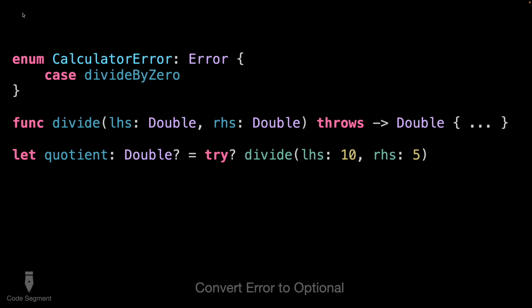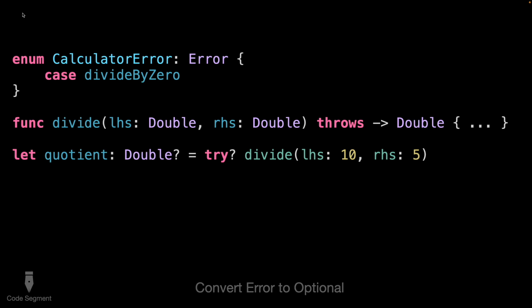So in this case, divide returns a double by default. But because it throws, we have to handle any errors it throws. So we can choose to call try question mark when we call the function, to say, hey, if this function throws, I don't really care about the error, just return an optional double, right?